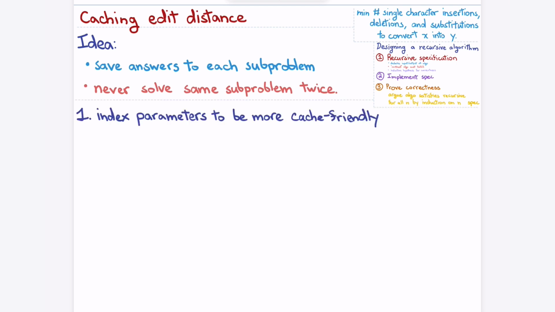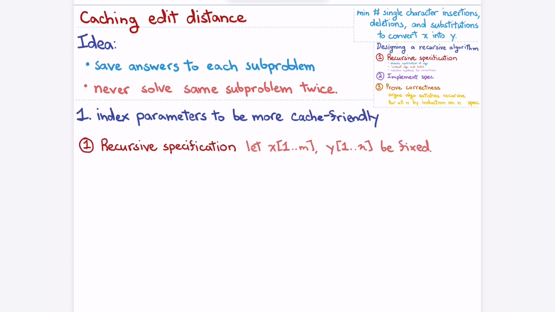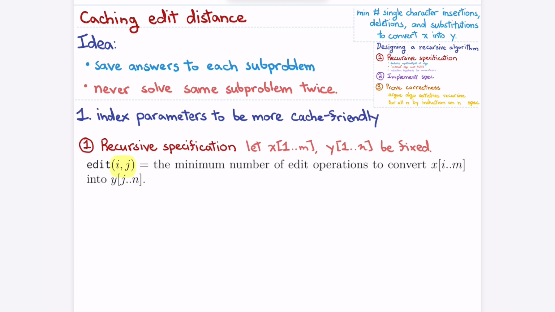So just as a warm up, it's not super important, but I'm going to take what we just did and re-index it in a way that makes it easier to imagine saving the answers. This was sort of what was alluded to. I'm going to rewrite our recursive spec a little bit. I'll define X and Y and cleanly establish them outside the sentence. And then I'll say (i, j) will be comparing X from i to m with Y from j to n. X and Y are established outside the sentence, so this is well defined.